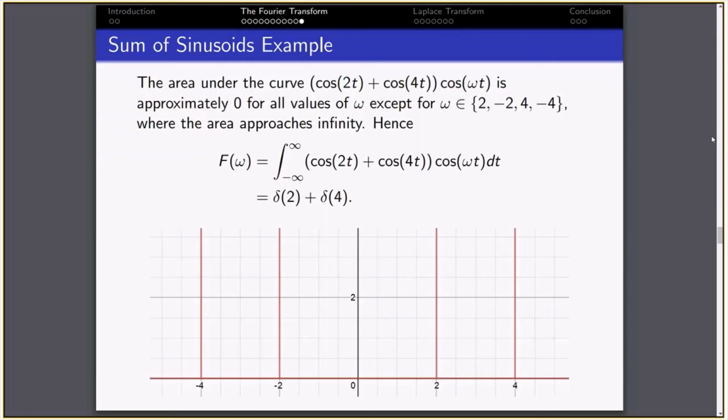This is the Dirac delta function that we talked about in the beginning of this video. And so we see that the Fourier transform of the sum of sinusoids is the Dirac delta function at 2 plus the Dirac delta function at 4, lending us this nice graph where we're 0 everywhere except for at the frequency of the sinusoids that we inputted into the transform, 2 and 4.